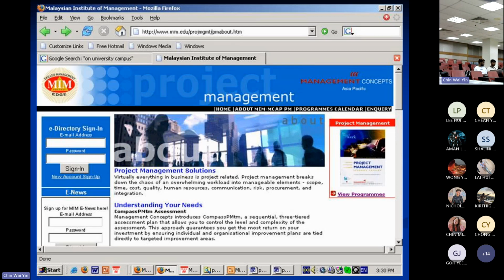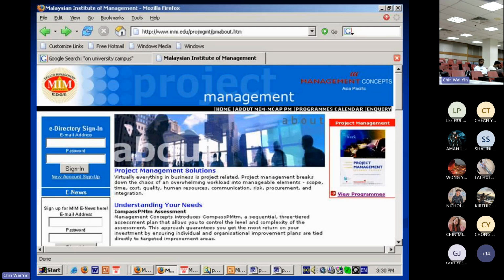Now, just now we talked about PMBOK. Just like accounting, in the accounting profession you all have a professional body, such as CIMA, ACCA, MIA. Now, for project managers or project management, there are also professional bodies that can provide certification to qualified project managers. So it's the same thing. You also will have to sit for tests and apply for membership as well.